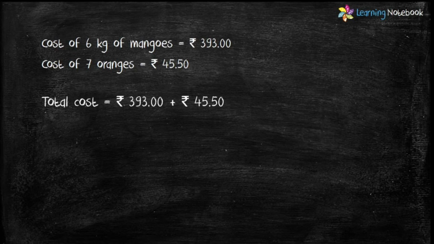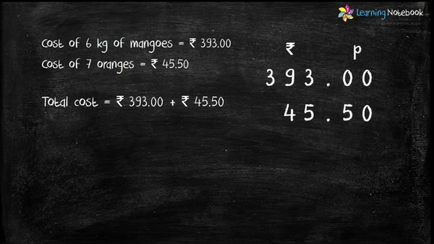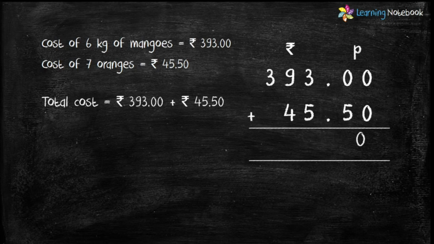393.00 plus rupees 45.50. So let's add them, arrange them in columns and write such that dots should be below each other. Now add the paise first and then rupees. 0 plus 0 equals 0. Then 0 plus 5 equals 5. Now students, before adding the rupees column, put a dot in the answer.